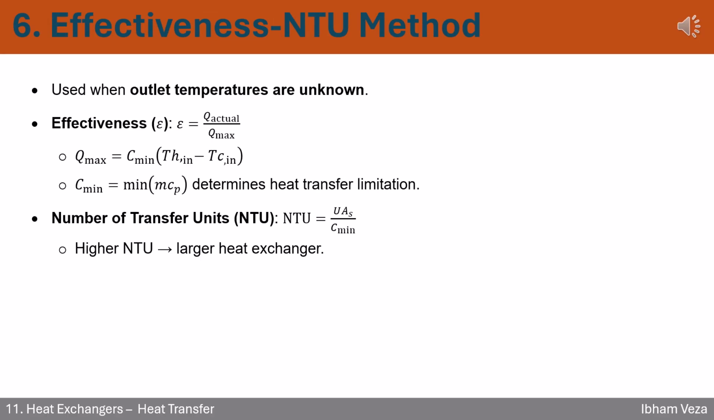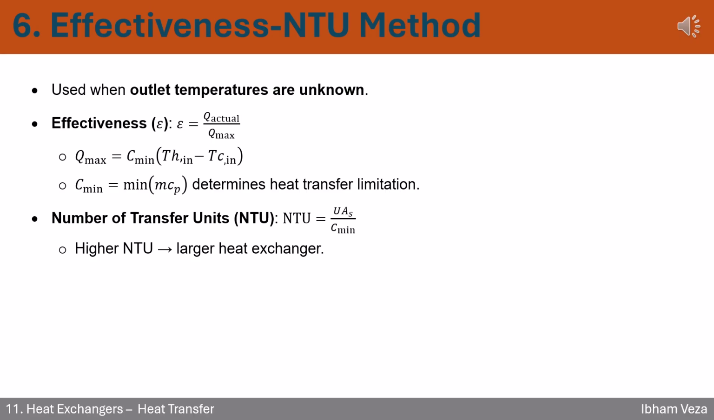6. Effectiveness NTU method. Now let's deal with situations when we don't know the outlet temperatures, a very common problem in design. That's where the effectiveness NTU method comes in handy. Effectiveness simply tells us how much heat transfer we're getting compared to the maximum possible. Think of it like a scorecard. 100% would mean we're transferring the maximum heat possible.